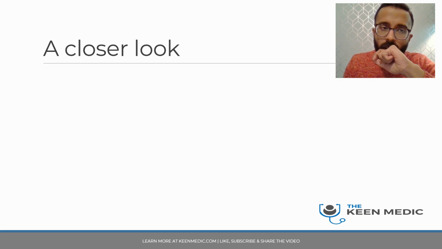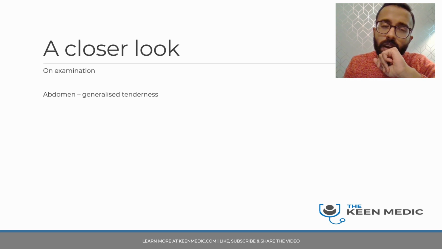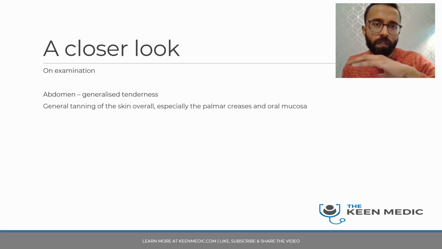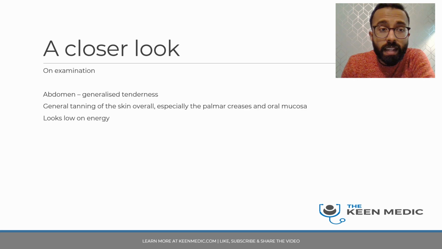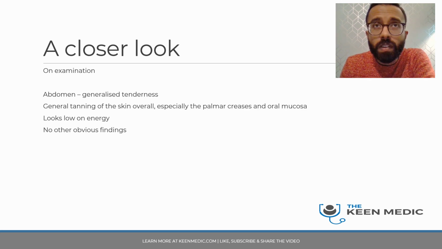Okay. So let's have a closer look at what's going on then. So you examine him, and this is what you find. You find that he has generalized abdominal tenderness, some tanning of the skin overall, okay, just around the body, especially the palmar creases and the oral mucosa. Just looks darker for some reason, especially for his color, okay. And he is obviously low on energy as he describes. And there are no other obvious findings that you can see. There is nothing else other than these things.